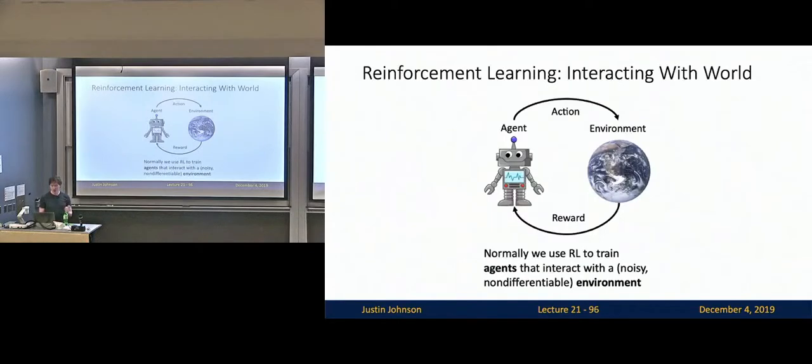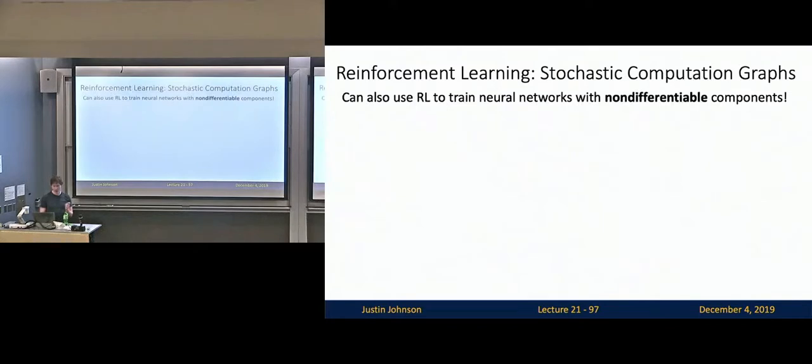Okay, so far we've talked about reinforcement learning as a mechanism to learn systems to interact with the world. But another really cool application of reinforcement learning is using reinforcement learning ideas to build neural network models with non-differentiable model components. And this is this notion of stochastic computation graphs.